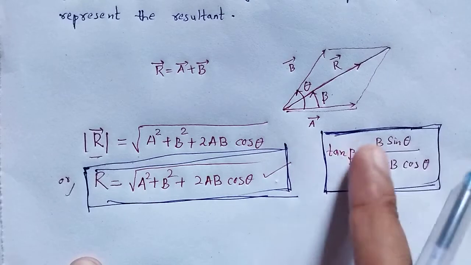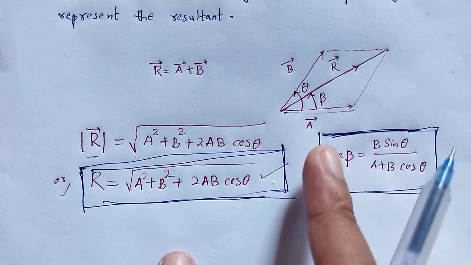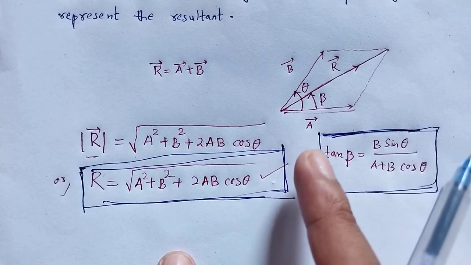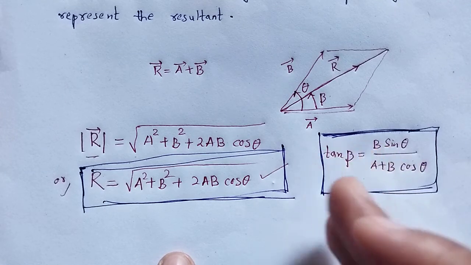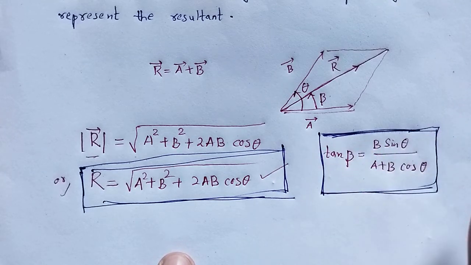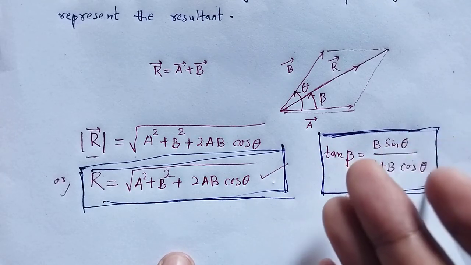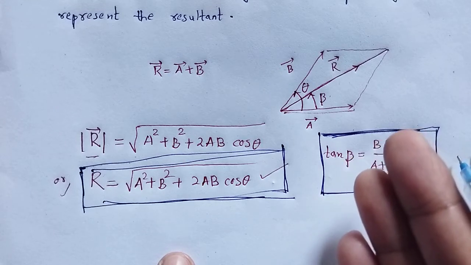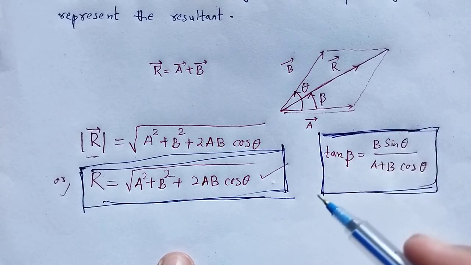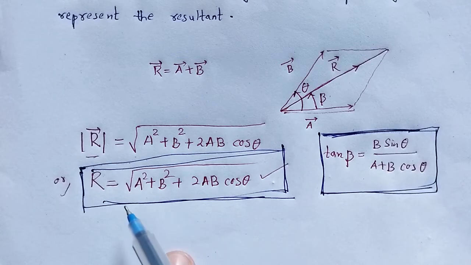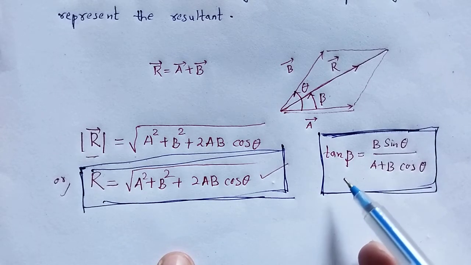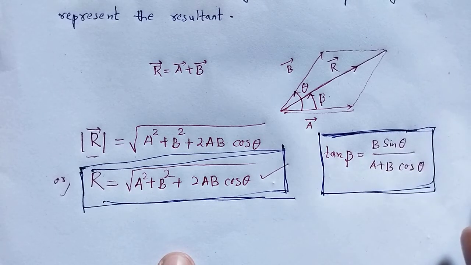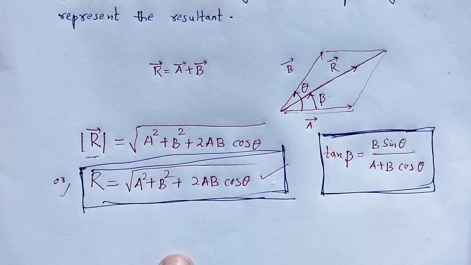We can derive the resultant and the direction, and in our intermediate we derived it in a descriptive manner. Just overlook these two, that is the resultant and the direction of the given vectors.